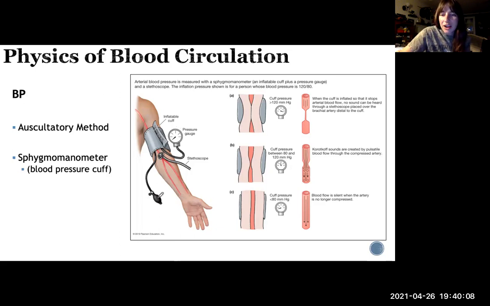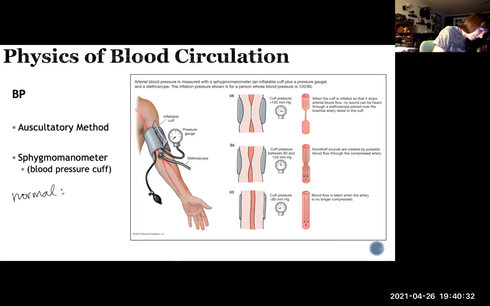You continue to let air out, and the moment that you stop hearing a pulse at this point, because you're not putting pressure on it anymore, wherever the needle is on the pressure gauge at that moment is the diastolic blood pressure, the smaller number at the bottom. A normal blood pressure for an adult would be 120/80, okay? Higher than 120 is considered to be hypertensive. Lower than 80 is considered to be hypotensive.